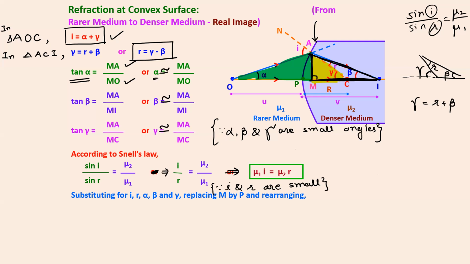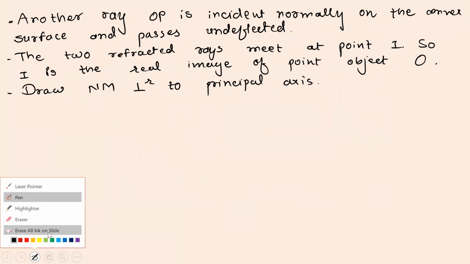I cannot write the answer directly, but we are going to do it in detail. So let's go for that. Just now we got that mu1 i is equal to mu2 r, and i was actually alpha plus gamma and r is gamma minus beta.